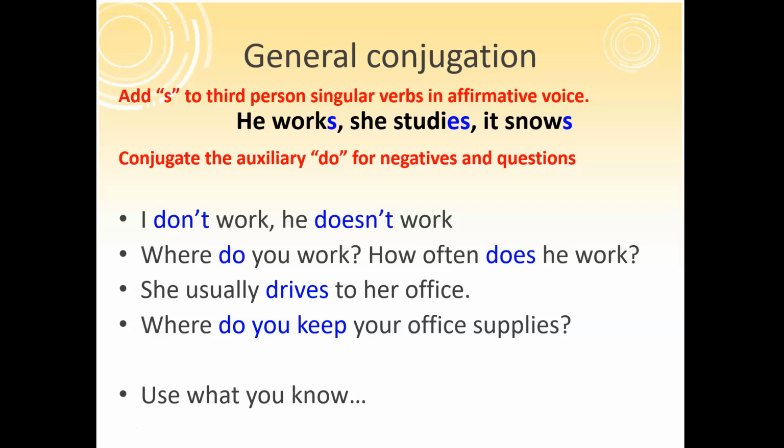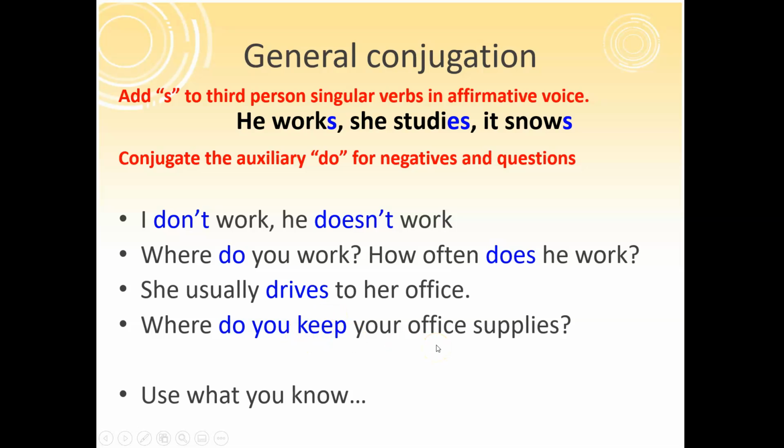It's important to pronounce the verb, not only to think that you have said it in your head, but to say it out loud. And we conjugate the auxiliary do for negatives and questions. So I don't work, I do not work, and he doesn't work. Remember, there is no S on my verb here because my S is here on my auxiliary. Where do you work? How often does he work? Same thing, no S here. It's on my auxiliary. She usually drives to her office. And where do you keep your office supplies?